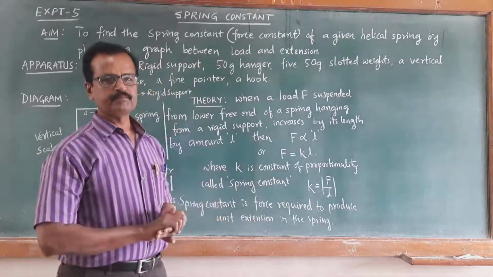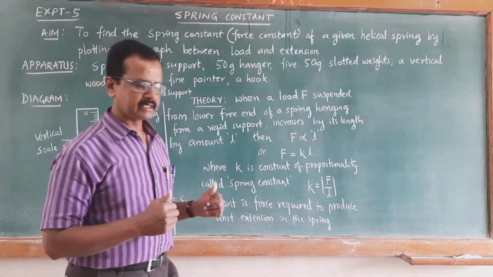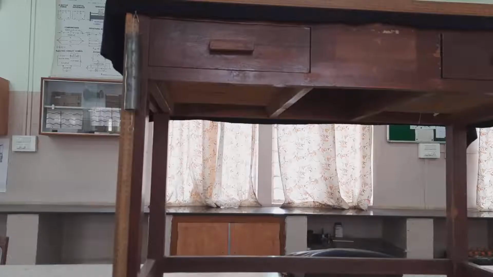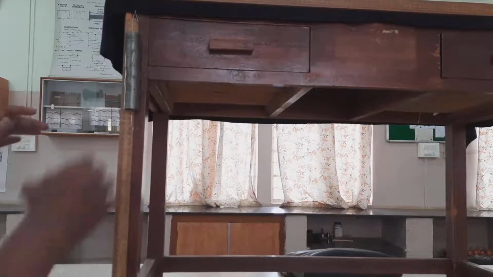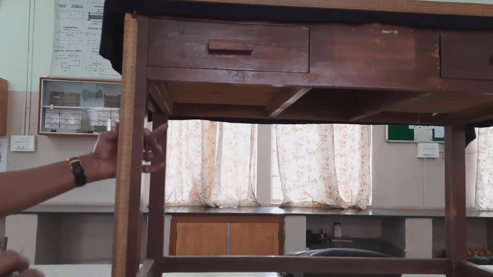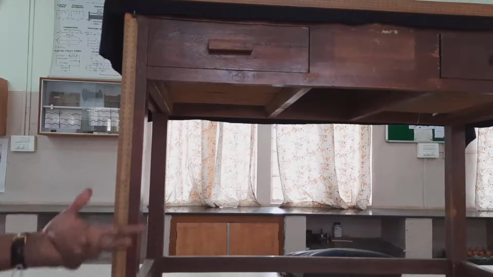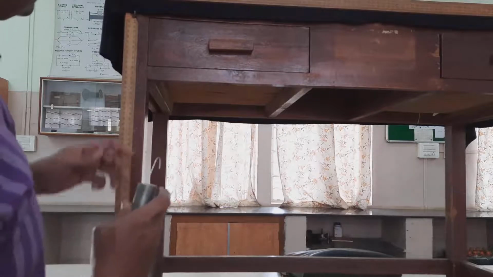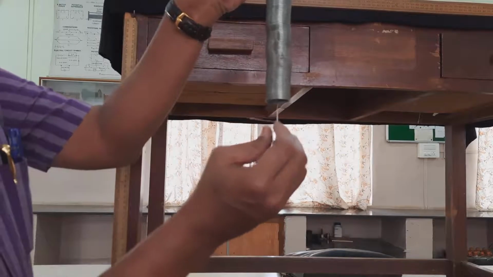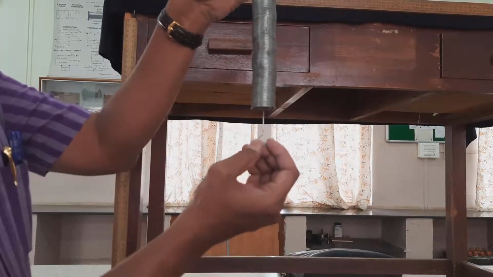This is the theory. Now next, how to take the observations. That is interesting part. Let us see. Now you can see here there is a scale being fitted to the leg of this table, and this table is taken on another table. Now this is the helical spring with a pointer. You can see this is a pointer, a thin wire being taken. It is a pointer, and here is a hook.